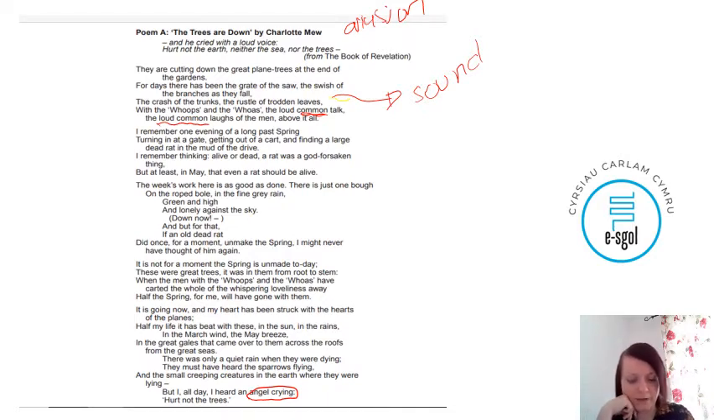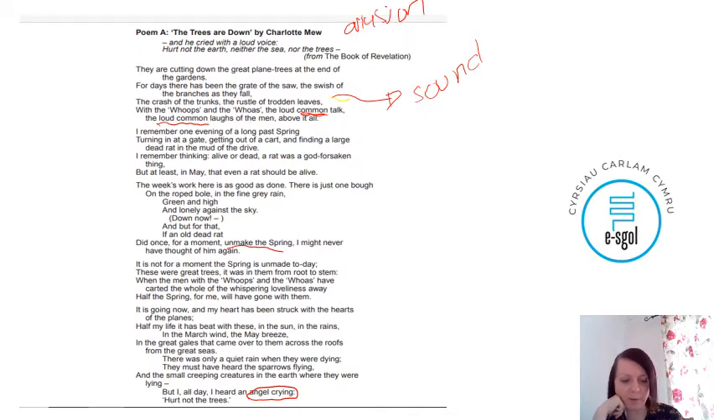We've got the use of the imagery of unmake the spring as well, okay? Did once for a moment unmake the spring. So imagery here, it shows de-creation, going against God's natural order and the natural world that has been created. So again, you've got almost a semantic field of religious imagery that's being presented throughout, okay?